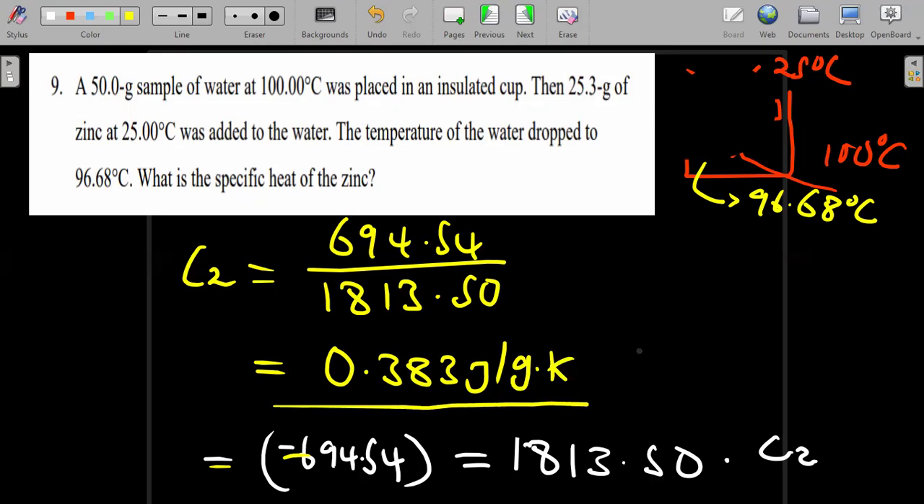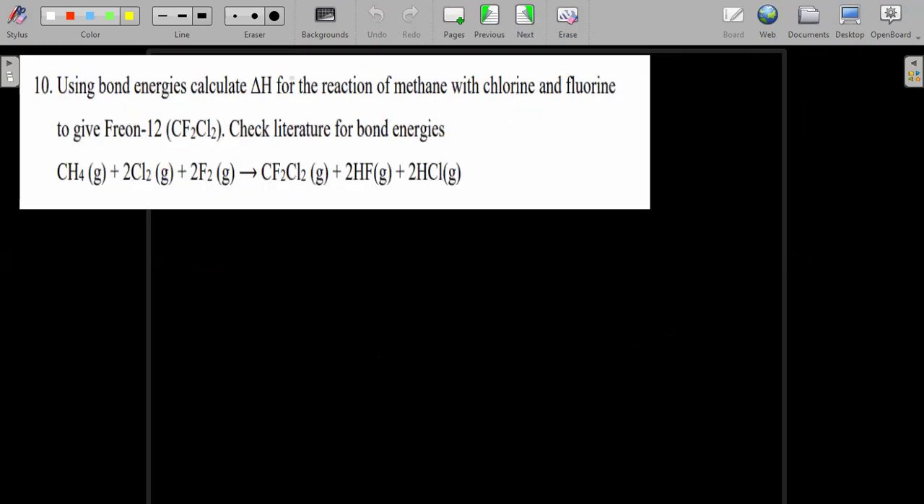So this one here will be the specific heat capacity of our zinc. So we've used the concept of the energy transfer, or the heat transfer. So the heat transfer was traveling from the water to the zinc. Okay, so that's how we do question 9. We go to question 10.